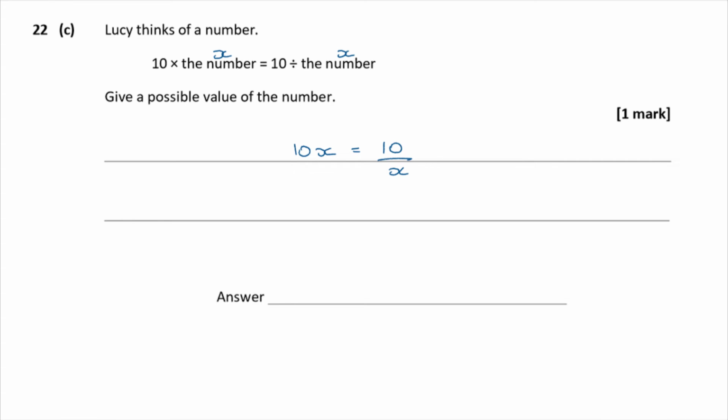Okay? So what can we do now? Well, we could multiply both sides by x to get rid of that x on the bottom. They cancel. And it'll leave you with 10x squared is equal to 10. Okay, and then we could divide both sides by 10. They cancel, and that's going to leave you with x squared is equal to 1. Okay, so to give a possible value of x, we'd have to square root both sides then, wouldn't we? So the square root of x squared, the square root of 1, that is going to give me x is equal to, well, one solution is 1.